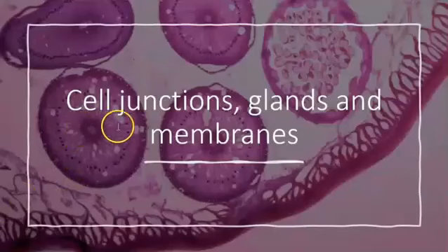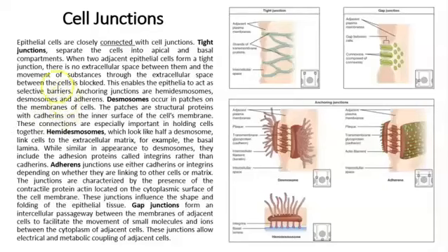Okay, the next topic is cell junctions, glands, and membranes. So let's take a look at this. Cell junctions are connections in between the cells. You can see here the cell junctions. The main cell junctions are tight junctions, desmosomes, gap junctions, and hemidesmosomes.